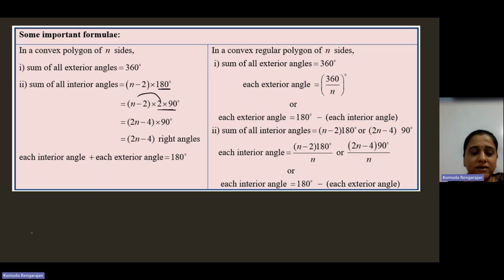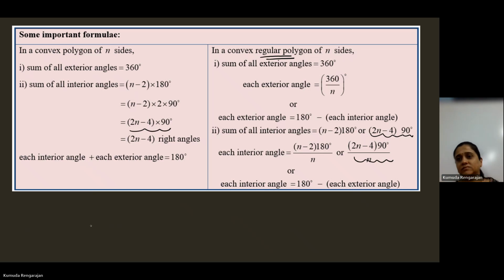Multiply 2 with the terms inside the bracket. So 2 into n, 2n. 2 into 2, 4. So that's how you get 2n minus 4 into 90. 90 is nothing but a right angle, so 2n minus 4 right angles. If your teacher uses 2n minus 4 into 90, then the sum of all the interior angles will be 2n minus 4 into 90, and each interior angle in the case of a regular polygon will be 2n minus 4 into 90 by n. That's all it is.